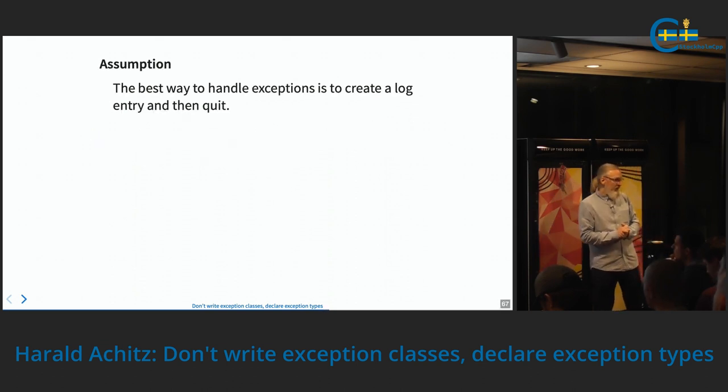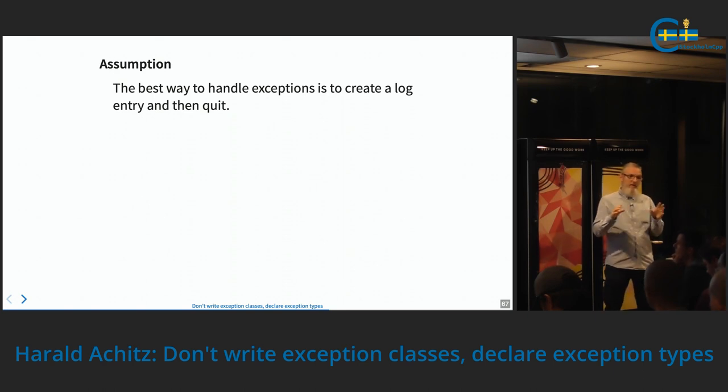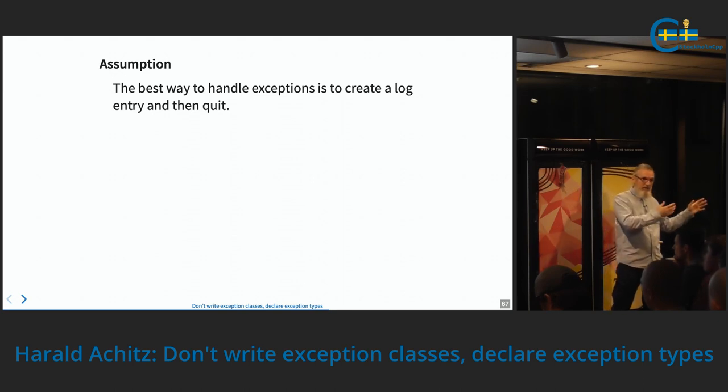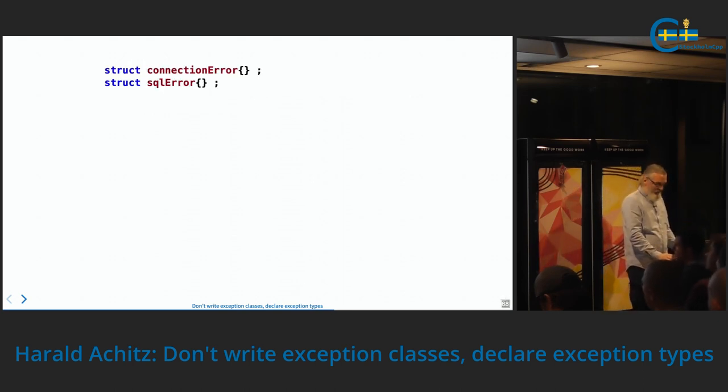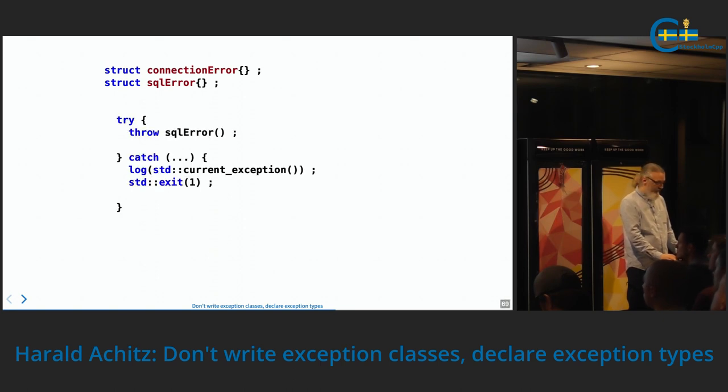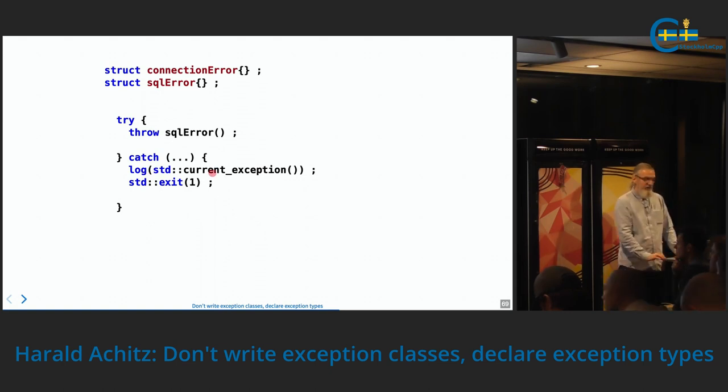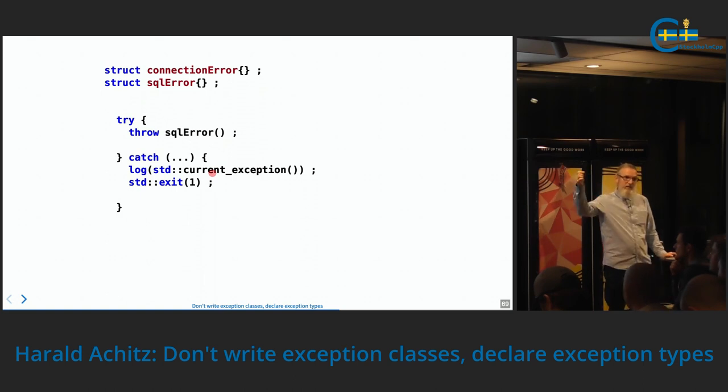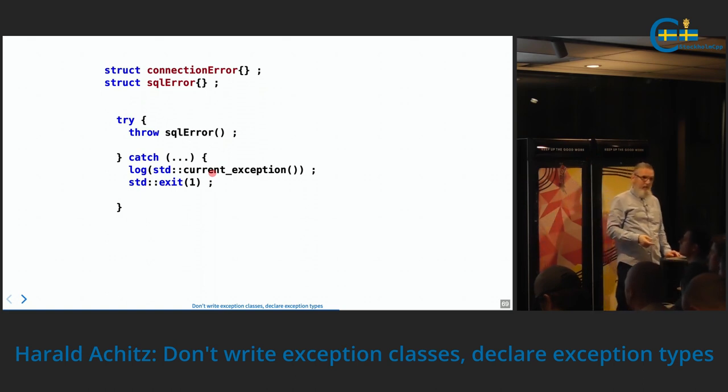So now I make an assumption. The best way for an exception is to create a log entry and then quit. For me, an exception is nothing I can recover from. When I recover, I maybe want some return value. But how can I encapsulate this if I have no common base class? So I have here some random structs. They have no common base class. If I have code that throws something, I can have one log function that takes the current exception. So we can query at runtime which exceptions are flying around, which is interesting. And then I can exit. You can make this code a keyboard macro and put it around everything if you want.